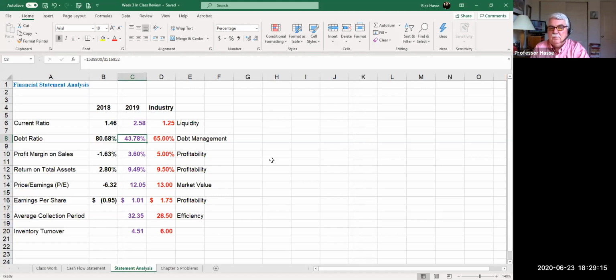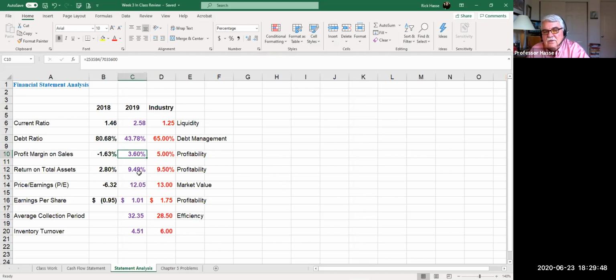So then we get into the profitability analysis of the company. Profit margin on sales: net income divided by total sales. If you notice, last year they lost money, so they had a negative profit margin. They lost $95,000. They made a nice profit of $253,584 in 2019. Thus, their profit margin increased to a little bit over 3.5%.